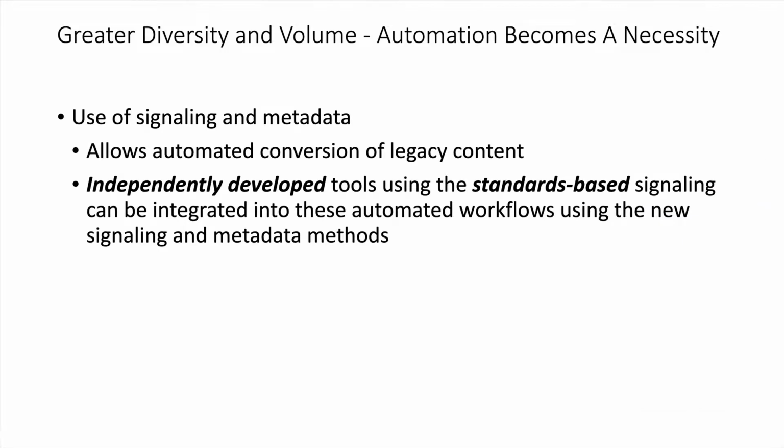Thank you, Chris. So, with greater diversity of content and increased volume, conversion processes become very important between the workflow stages, and at this scale, it needs to be automated. This is done through signaling of what type of content it is and metadata to carry out this information. Additionally, if we do have the signaling and metadata in place, it also allows for the advantage of incorporating independently developed tools into the workflow, which is always good because it increases the robustness of the workflow process.